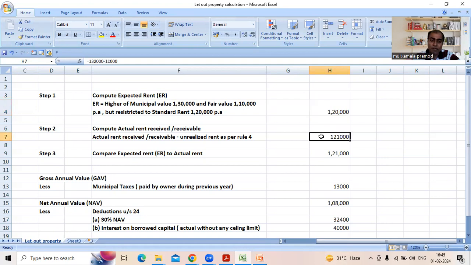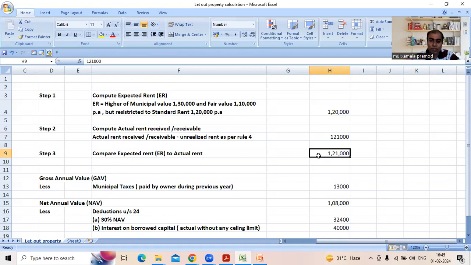And the actual rent received, this we have to calculate by multiplying the monthly rent. So in the example we have taken, the monthly rent is 11,000. So we multiplied that by 12, it's coming to 1,32,000 rupees. Out of that, I told that around 11,000 rupees is unrealized rent. So I have subtracted that. That gives us the actual rent received during the course of the year. And when we compare that actual rent to the expected rent, we need to consider which one is higher. So here the actual rent is 1,21,000.